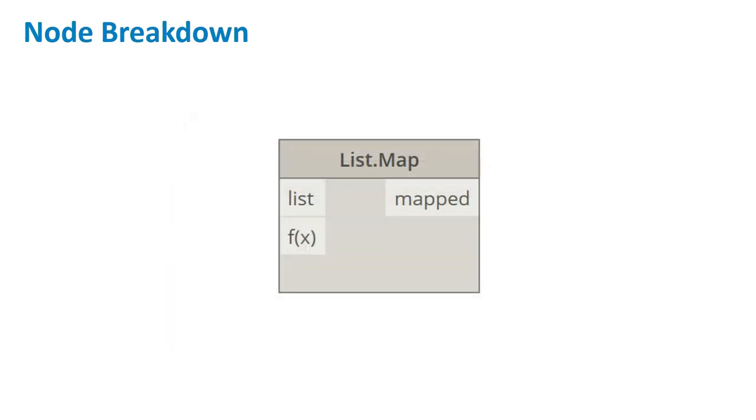This next node is the list.map node, which I referenced earlier. This node is extremely powerful, and it can do a lot of different things. Basically, you input a list, and then you just need to input a function. You need to tell Dynamo what type of function you want to perform on that list. I'll show you an example here, and we're going to use a function.